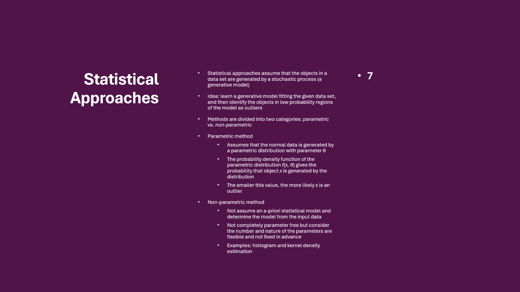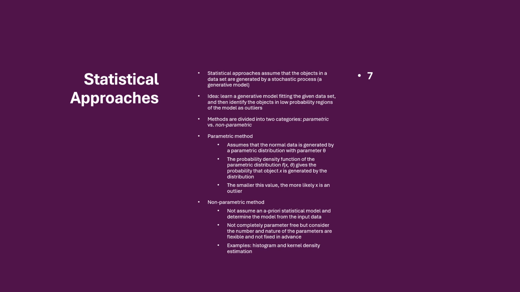A parametric method assumes that the normal data objects are generated by a parametric distribution with parameter theta. The probability density function of the parametric distribution, f(x, theta), gives the probability that object x is generated by the distribution. The smaller this value, the more likely x is an outlier.